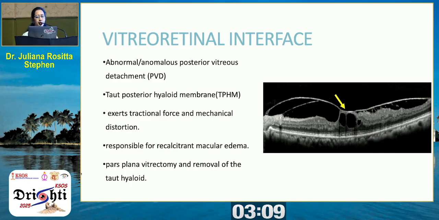Next is the vitreoretinal interface disorders. So they may be of two types, like anomalous PVD or the presence of a taut posterior hyaloid membrane. They exert a tractional force and cause mechanical distortion, which is responsible for recalcitrant macular edema. Such patients benefit from surgical management like pars plana vitrectomy and removal of the taut hyaloid.